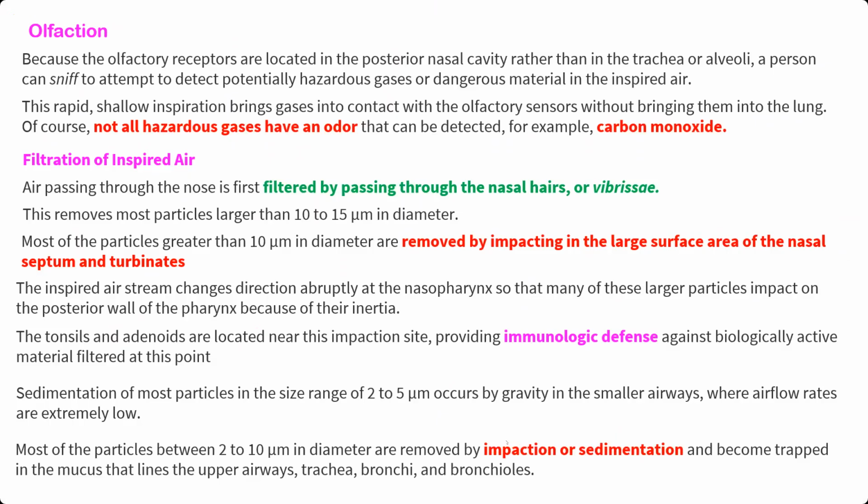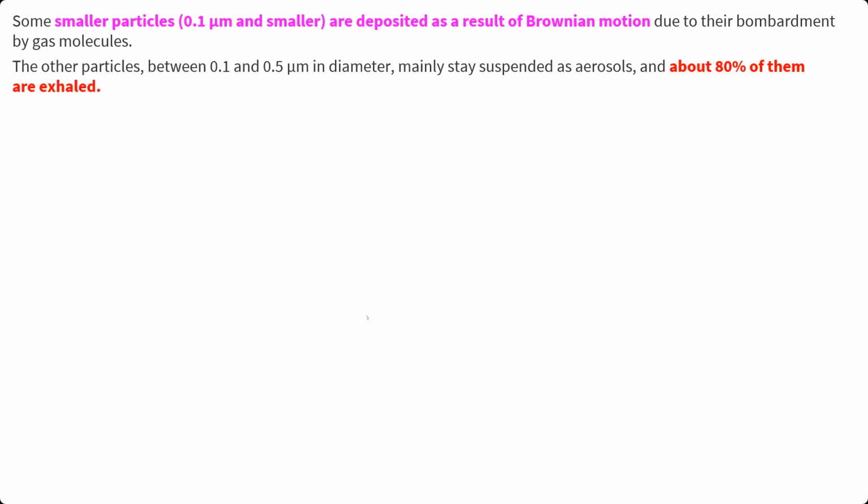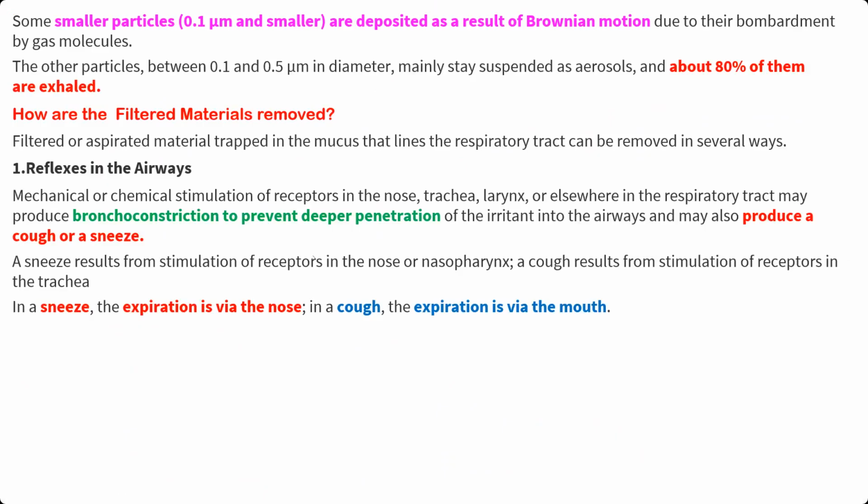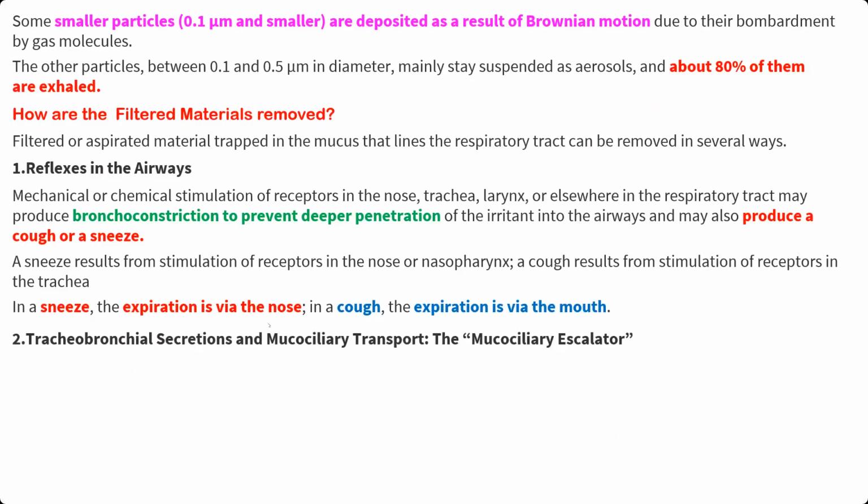And how these things are impacted and removed, we have to know how the filtered materials are removed. One is by the reflex in the airways, which will cause cough or sneezing, and that will forcefully remove all the secretions that are there. But the other important thing which we have to be aware of is the mucociliary escalator.